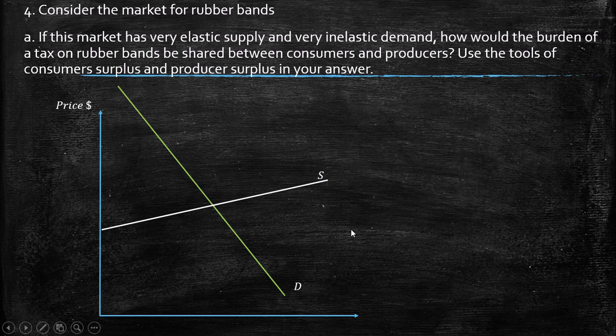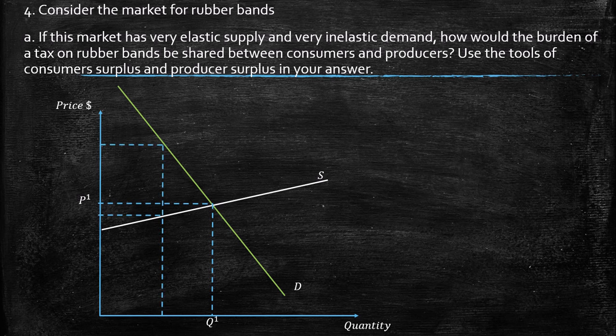This is the very elastic supply, and this one is the inelastic demand. Remember that elastic means that a little change in price is going to be a larger change in quantities. In the opposite case, when we have inelastic goods or services, we know that with a little change in price, the quantities are not going to vary in the same proportion as the price, as is the case here.